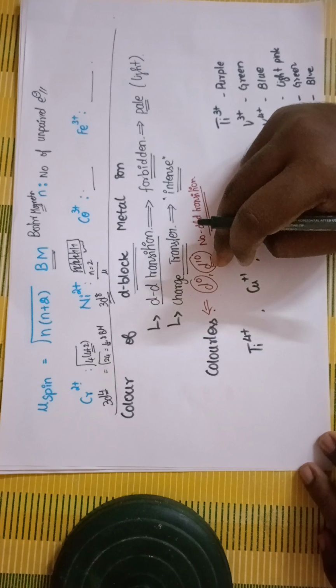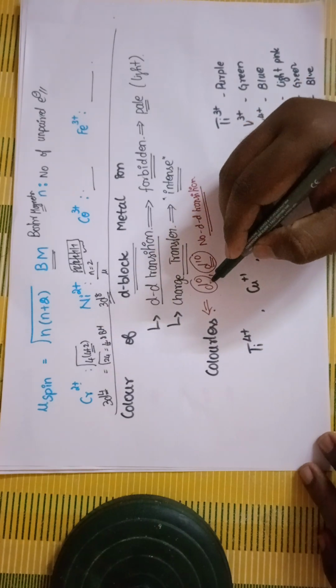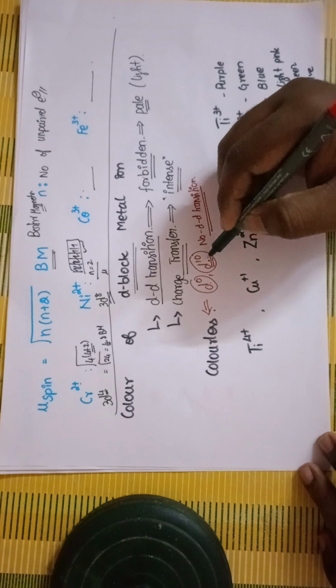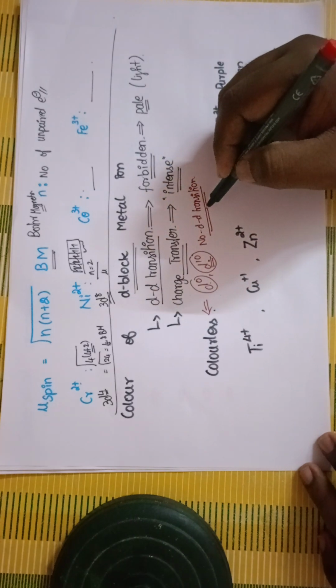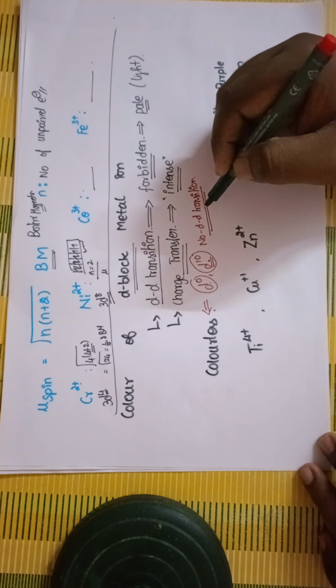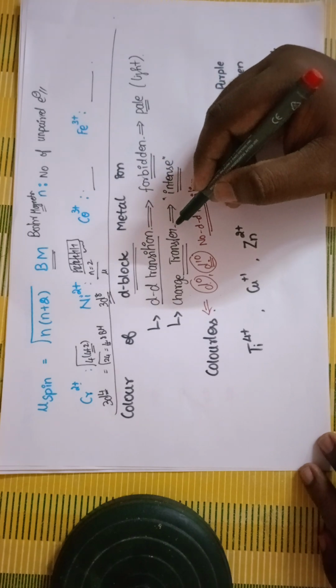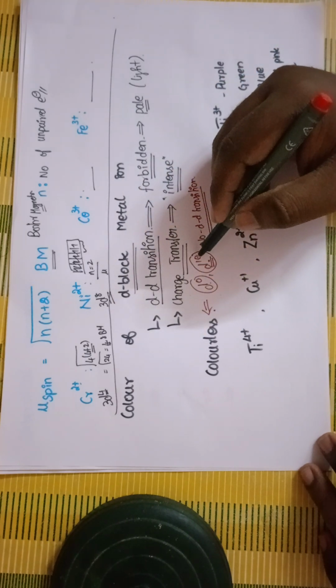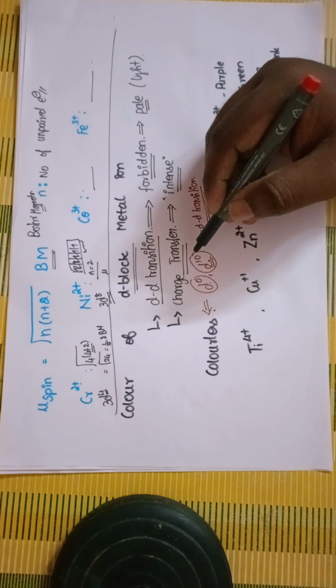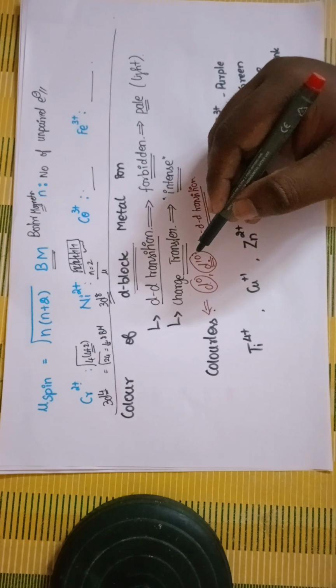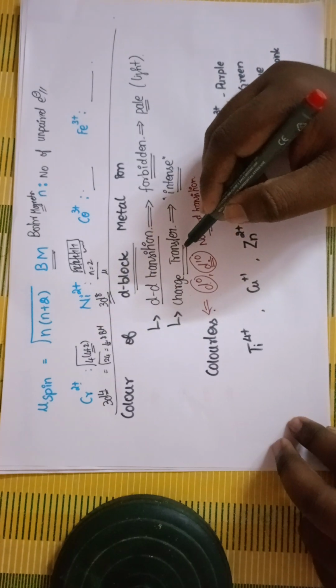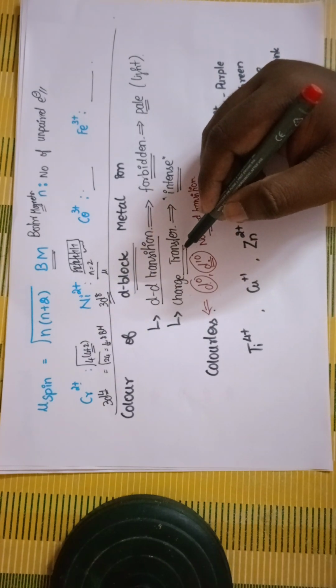Keep this point very clearly: d0 or d10 will not get color due to d-d transition. It doesn't mean the compounds are colorless. They may be colored, and the reason is charge transfer. Though there is another configuration, partially filled configuration, in that also it exhibits pale and intense color, because charge transfer will be there. So d-d transition alone will give only pale color.